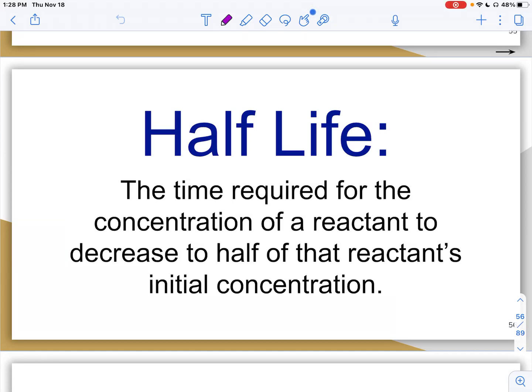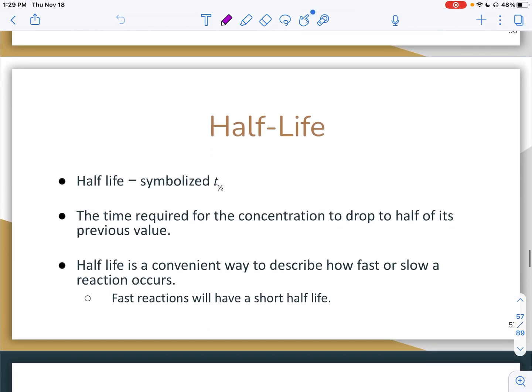In this video, we're going to talk about half-life. Here's the definition: the time required for the concentration of a reactant to decrease to half of the initial concentration. Half-life is symbolized with T with the subscript 1/2.